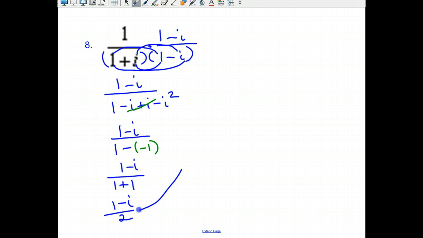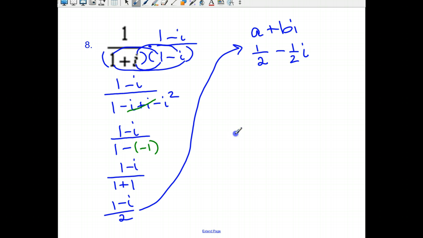We're actually still not done yet because we need this to be in the proper form a plus bi. So to do that, separate the fractions. Make it 1 over 2 minus 1 half i. So now it's the a plus bi form.